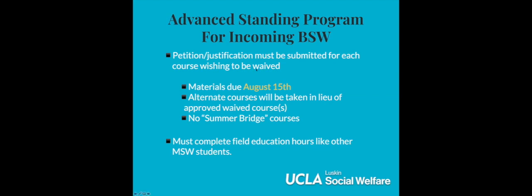For anyone with a BSW, a Bachelor of Social Work, Social Welfare, there is advanced standing in the program. The way this works, it will allow you to take alternate courses in lieu of the approved waived courses. So some of the core curriculum in the first year, you'll have already taken in your bachelor's degree for social work. So the advanced standing program is going to allow you to opt out of those and take other classes. So the timeline will be the same, the tuition will be the same, but you'll be able to take courses outside of the realm of the core curriculum.